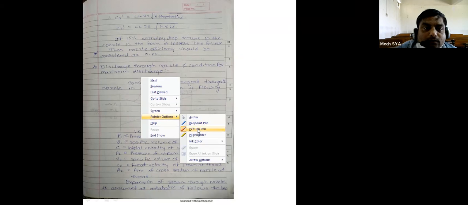After writing this, give the heading also. This is discharge. This is a very important derivation, asked in the offline examination. So discharge through nozzle, this is a very big derivation. Discharge through nozzle or condition for maximum discharge.